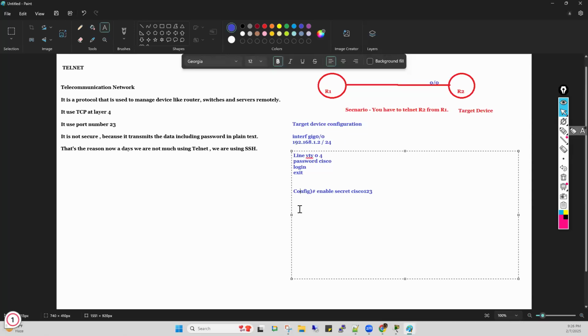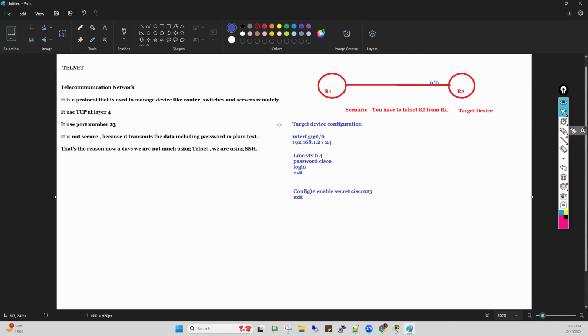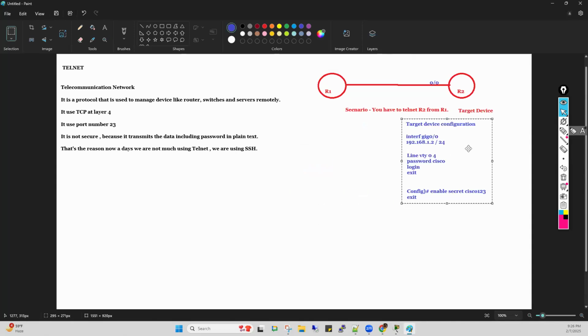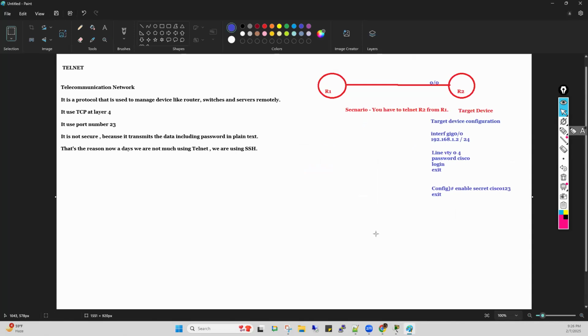So if you are the authorized person, then you can access the global configuration mode, otherwise no. Getting my point? So my question is how we are setting the password. So guys, we are setting the password with the help of the enable secret command, and this is the command. And then exit. That's all. So guys, this is the overall configuration on the target device. Anyone here who does not understand, let me know.